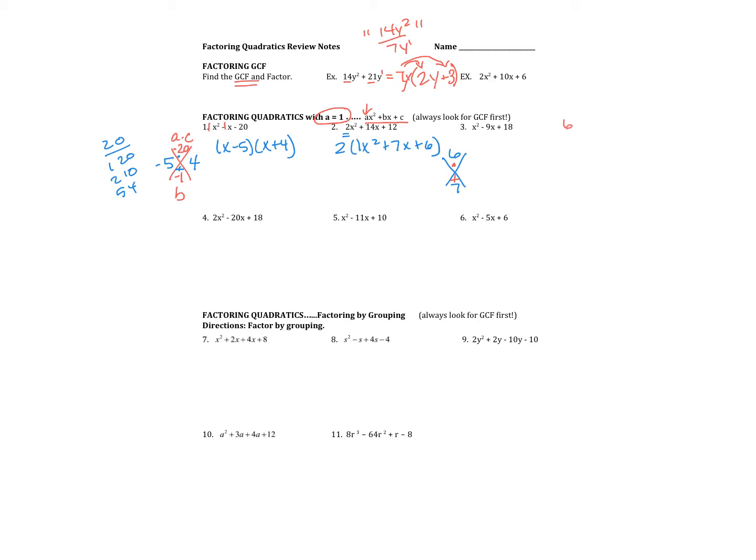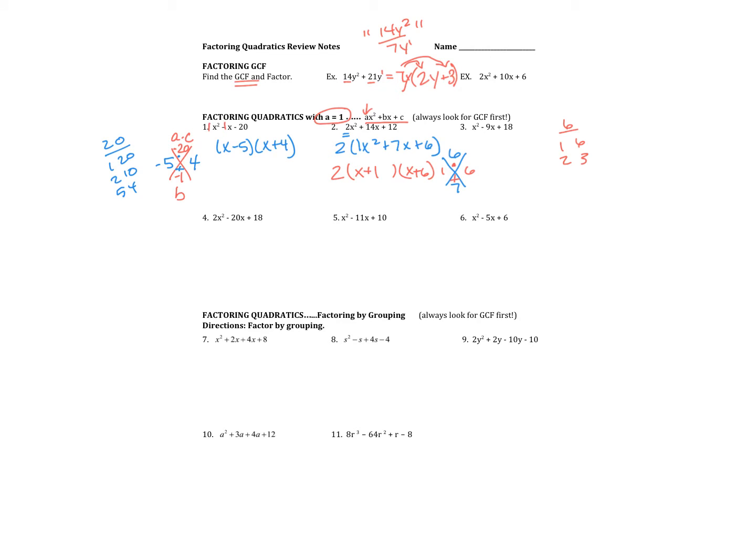So I think of the factors of 6, and they are 1 and 6 and 2 and 3. So the 1 and the 6 would allow me to get 6 when I multiply and 7 when I add them. So this 2 is still out in front, and this trinomial factors into, take your numbers from the side of your diamond method, x plus 1, x plus 6.